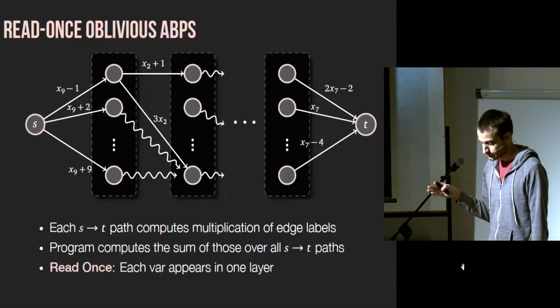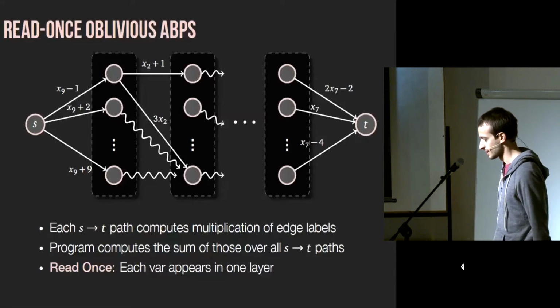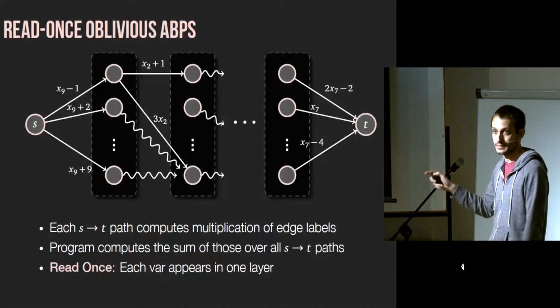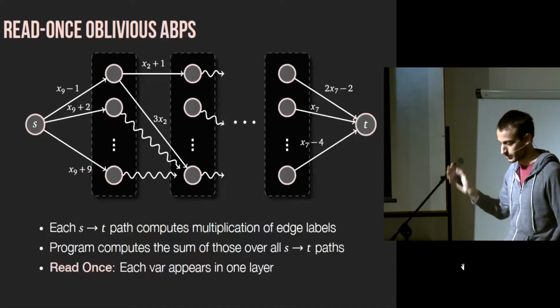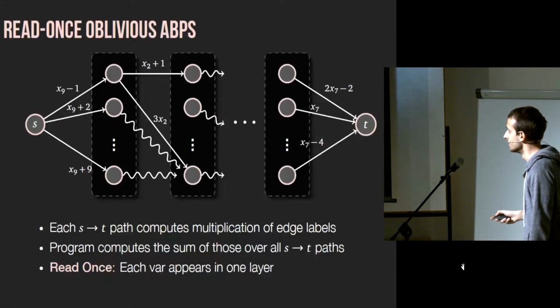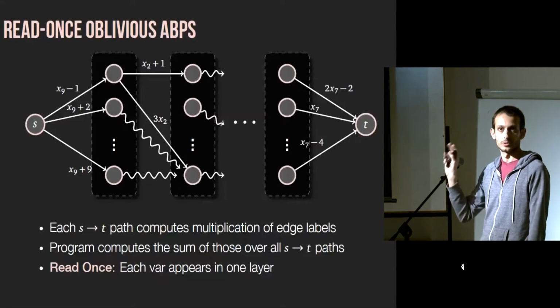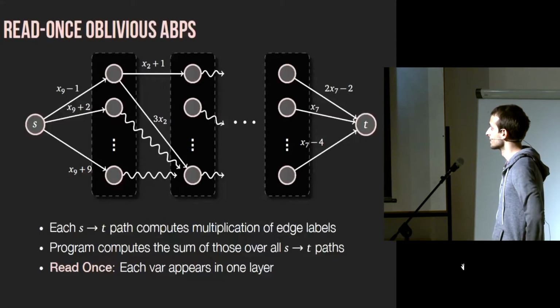And it is read-once and oblivious in the sense that every layer contains at most one variable in some order. Let's not commit to the order for now. And each variable labels at most one layer. So this is the model. We probably know it.